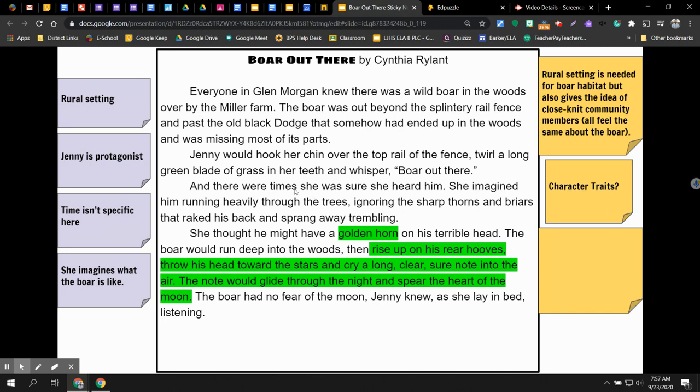Now, we continue reading at the beginning, and we pick up a couple of character traits about Jenny. We kind of get an idea of what kind of child she is, and then we also get an idea of how she's imagining this boar, what she sees this boar to be. So maybe give me a couple of responses here. First off, tell me a couple of words that you would use to describe Jenny. What are her character traits? And then what do we notice here? How is she imagining this wild animal, which probably isn't at all what the wild animal is like? Go.